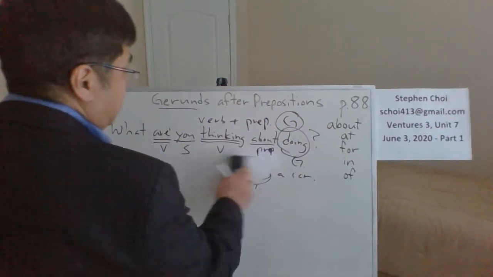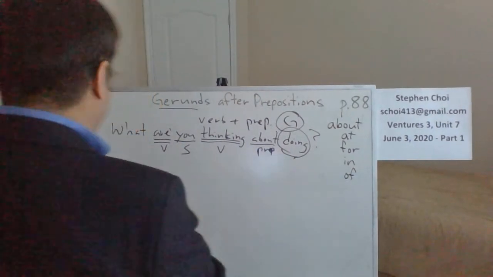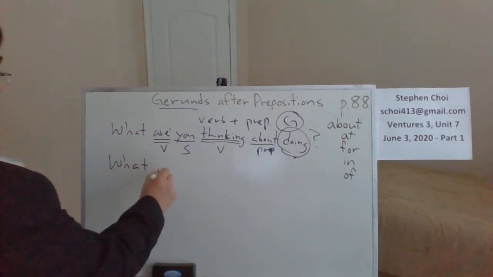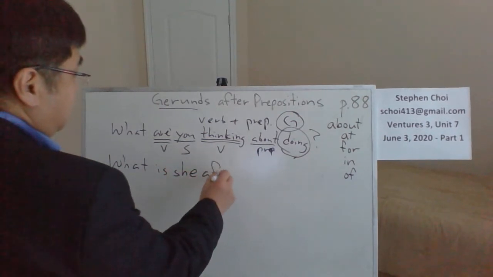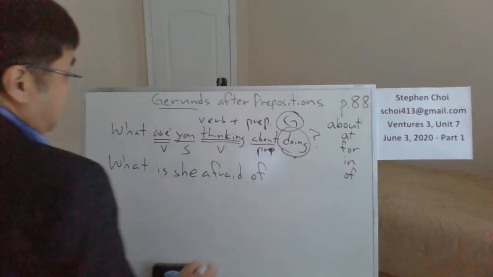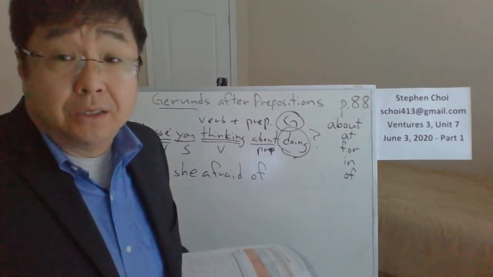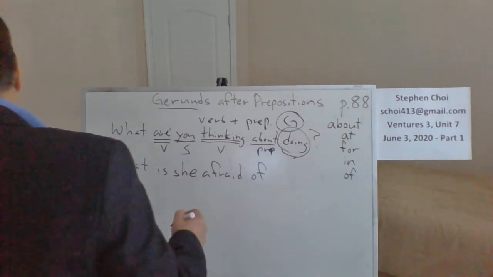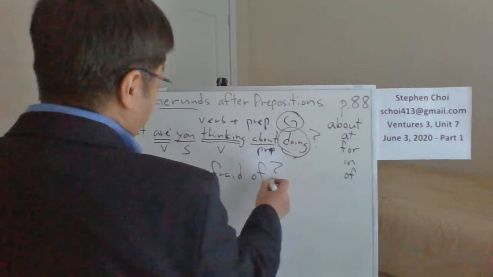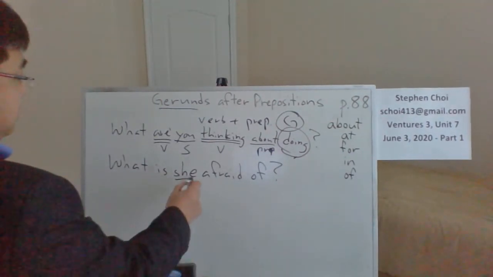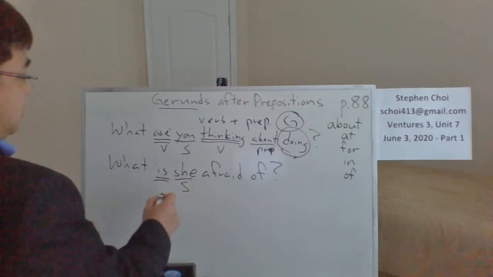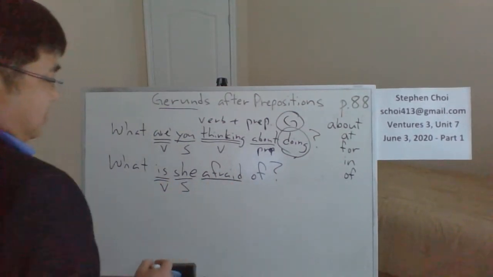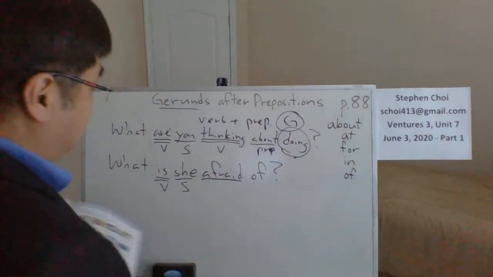It says, what is she afraid of? Afraid is like being scared, right? So that's the question. This is a question form again, so the subject is here and the verb is first. She is afraid. What part of speech is afraid? Not the meaning, but the part of speech.